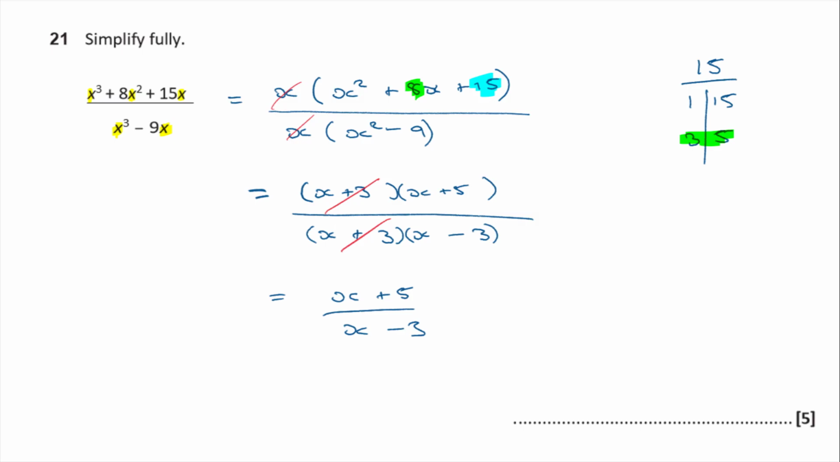Now, we're not going to get any more simple than that. That's the answer. That's probably the easiest 5 marks on the paper there. x plus 5 over x minus 3, like that. It's always good when the last question is actually quite straightforward.